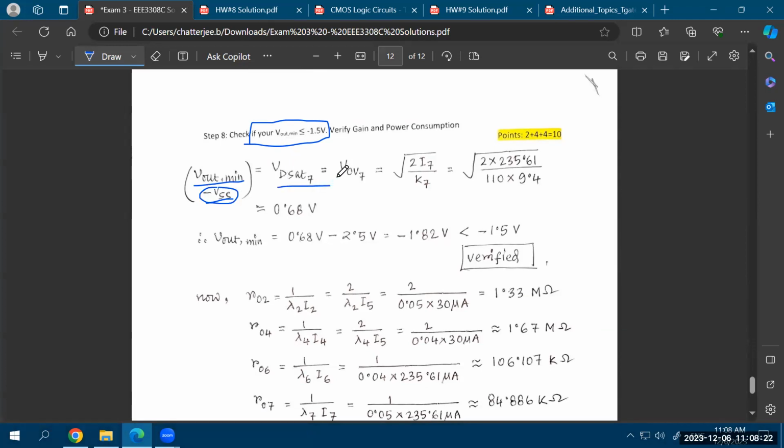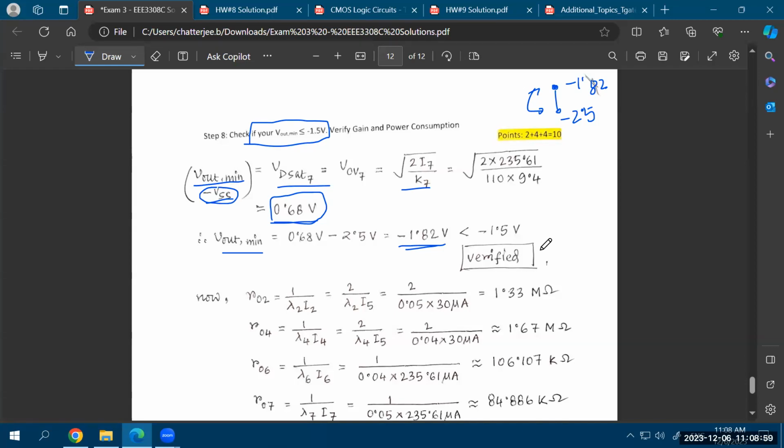And that would be equal to VDSAT, or the minimum value of VDS, that you can find out from the current values and the W over L values that you have already calculated. You can find out that this drop is 0.68 volts. If the drop is 0.68 volt, what is the absolute value? The absolute value is minus 1.82 volt. Because if point A is at minus 1.82 and point B is at minus 2.5, then the voltage drop across those 2 points is basically 0.68 volts. That's what you have found out here.